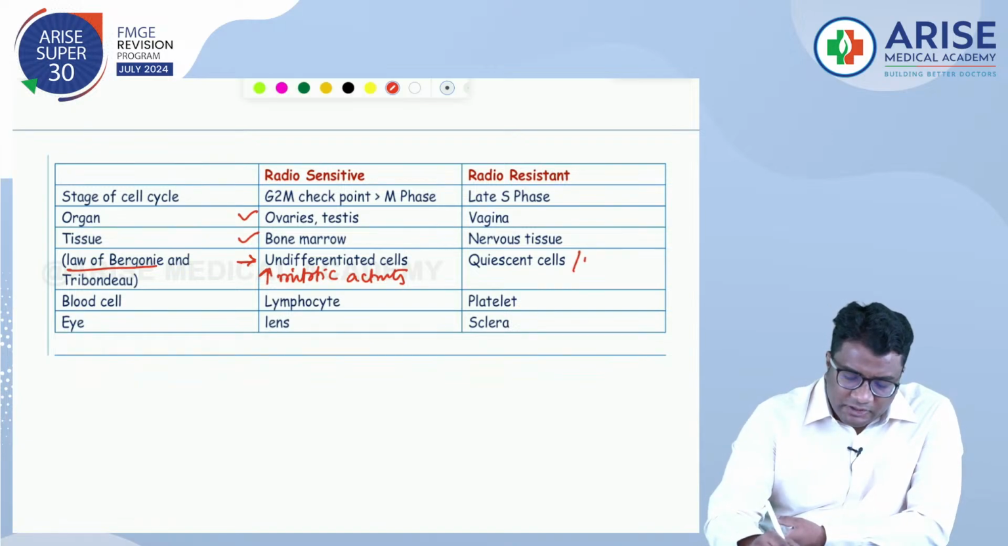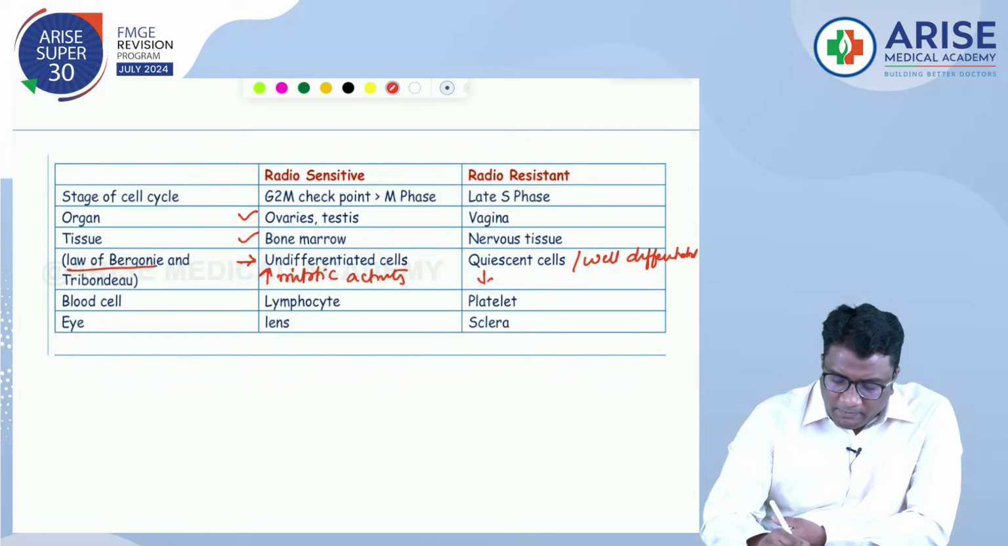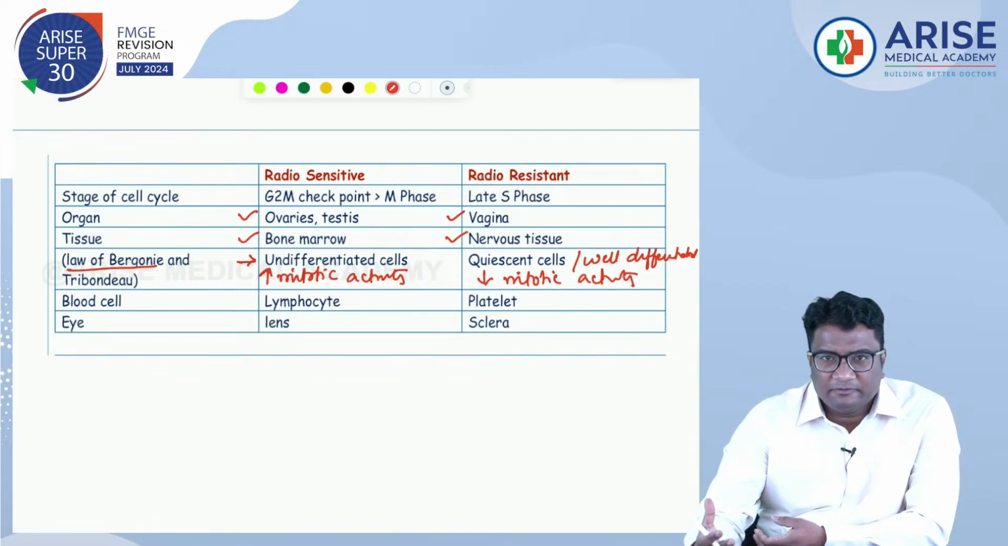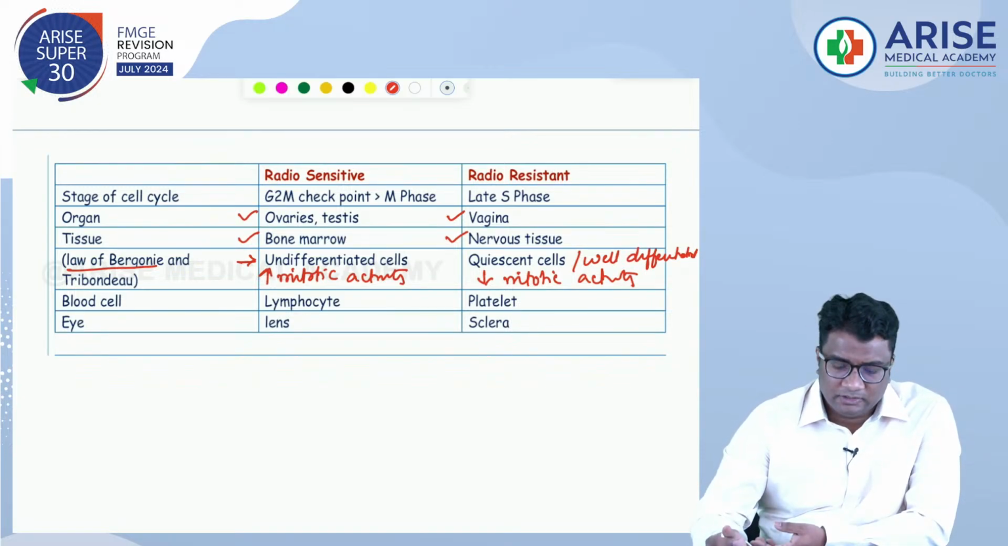Whereas well-differentiated or quiescent cells, or cells with low mitotic activity, are radioresistant, like the CNS, like the stratified epithelium of the vagina. All of these are your resistant tissue. The CNS is the most resistant tissue. The vagina is a resistant tissue, right? All of these are resistant tissues in the body.